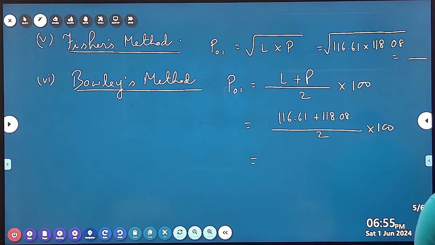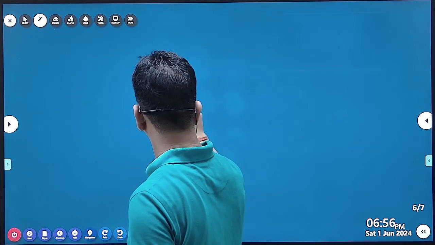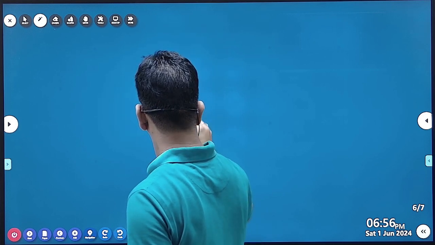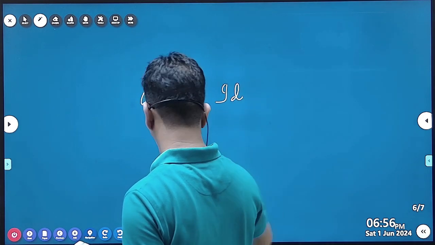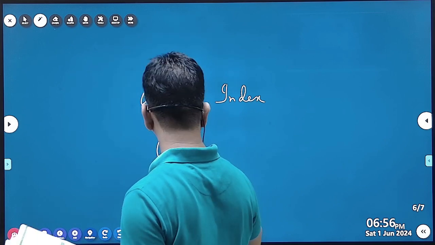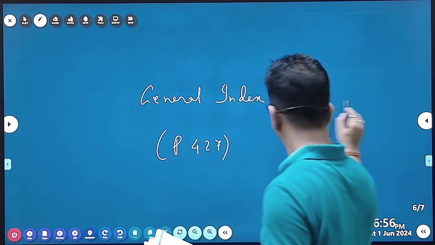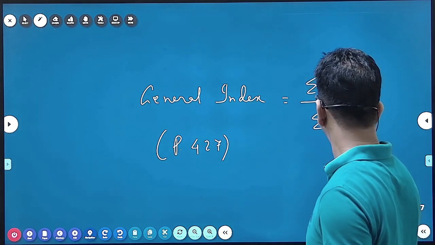Now, coming to the last: general index for group indices. This is the last, page number 427. I just write the formula once here. General index. I also write the page number; it is there in page number 427. It is a very easy one, but where to use it, I am going to explain to you, even if the method is not mentioned.